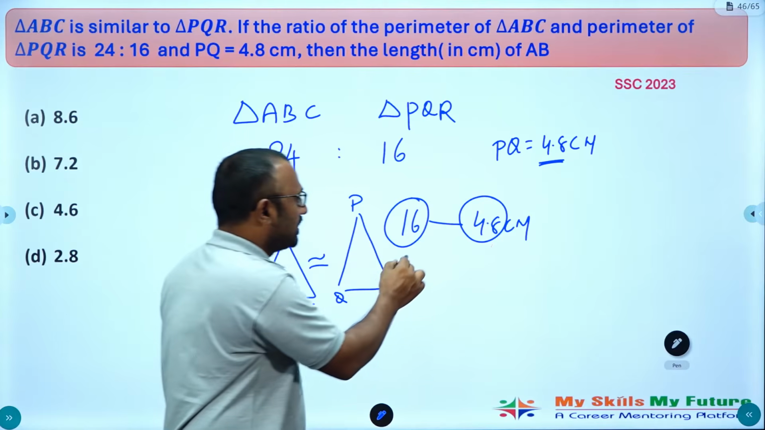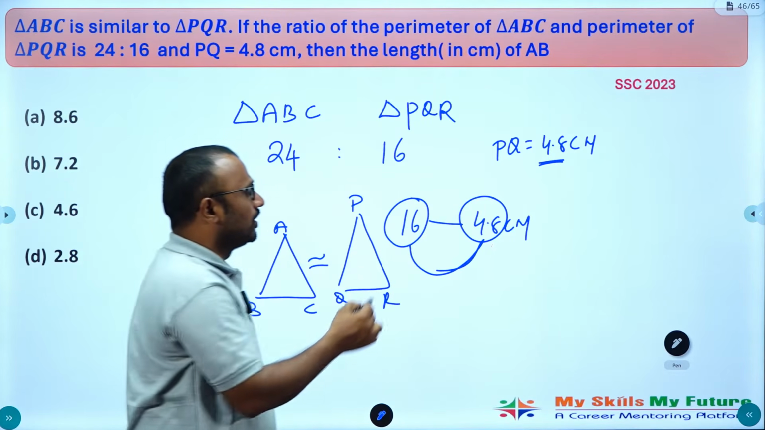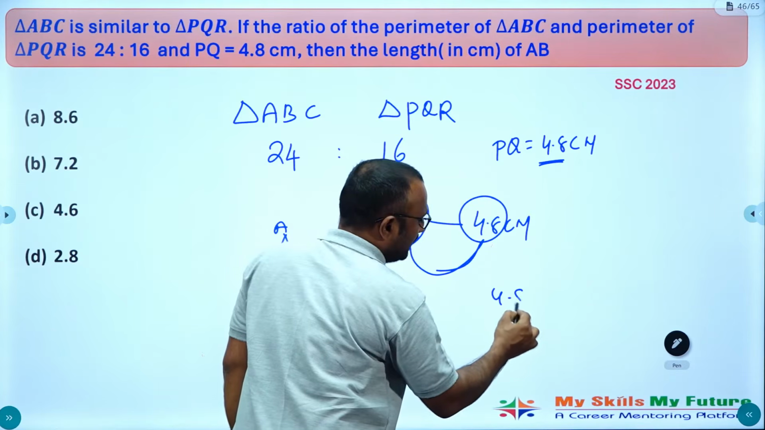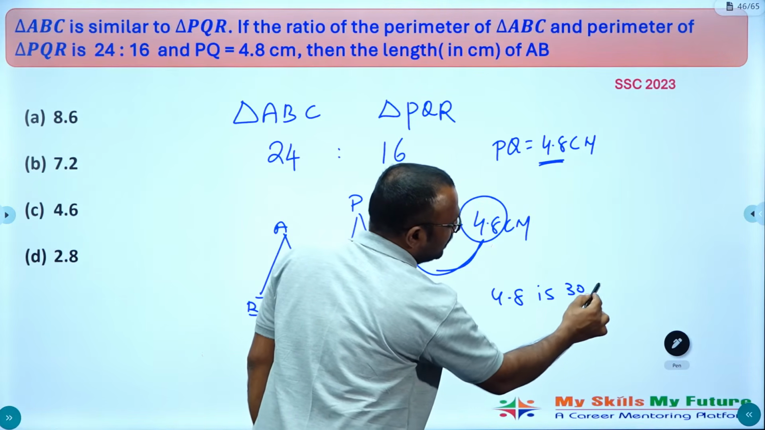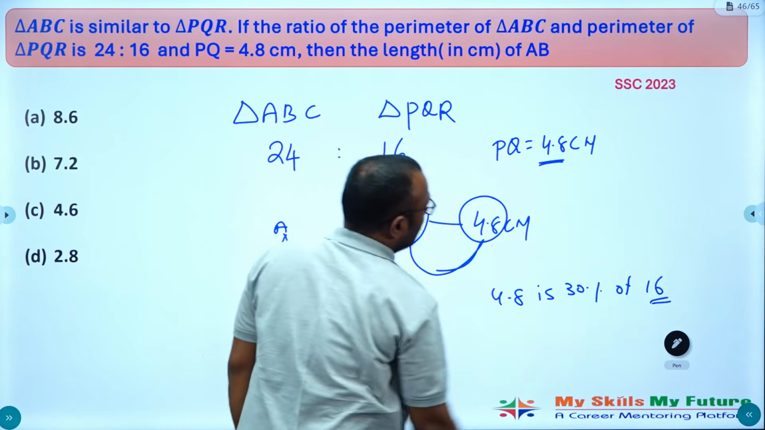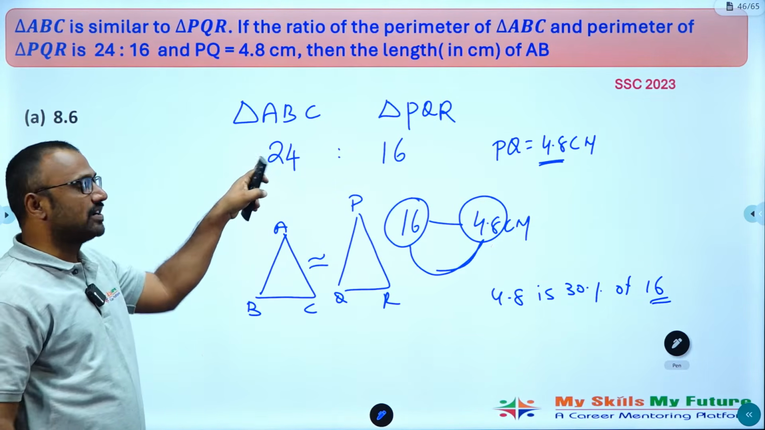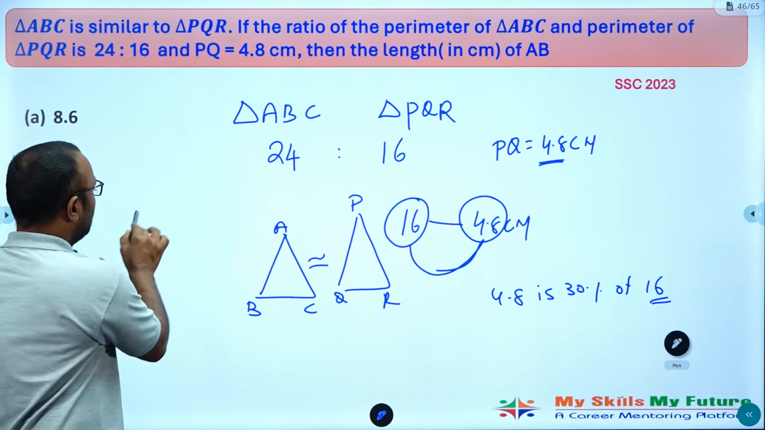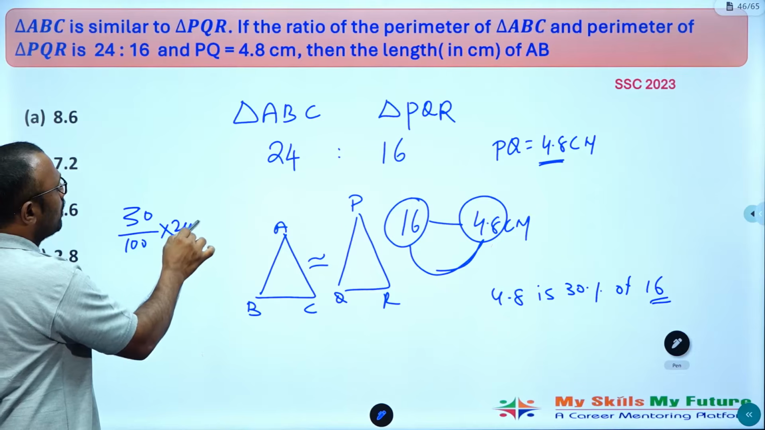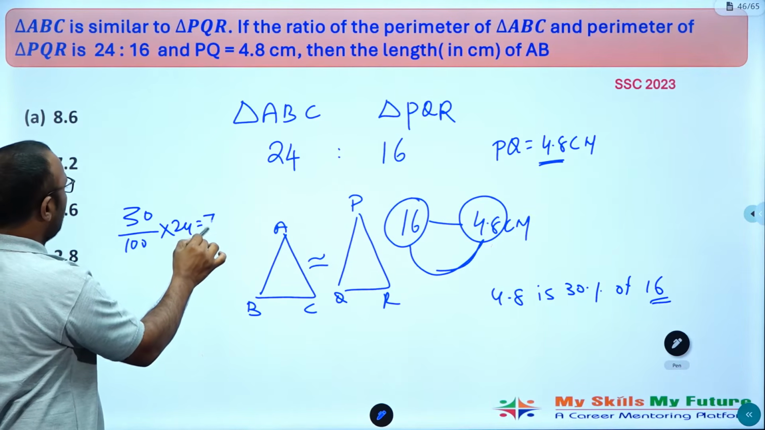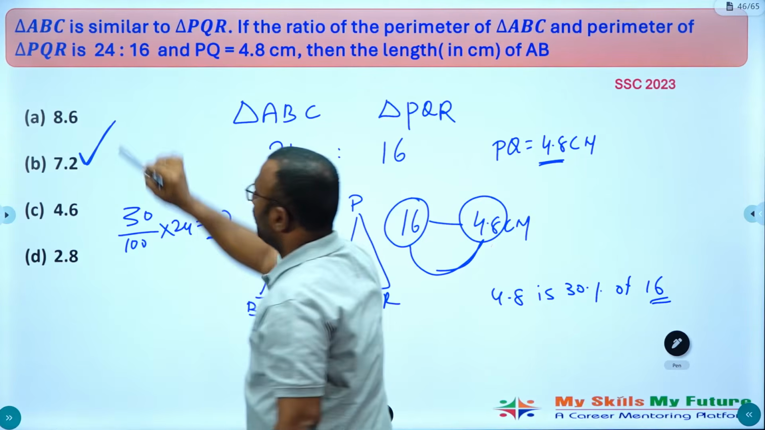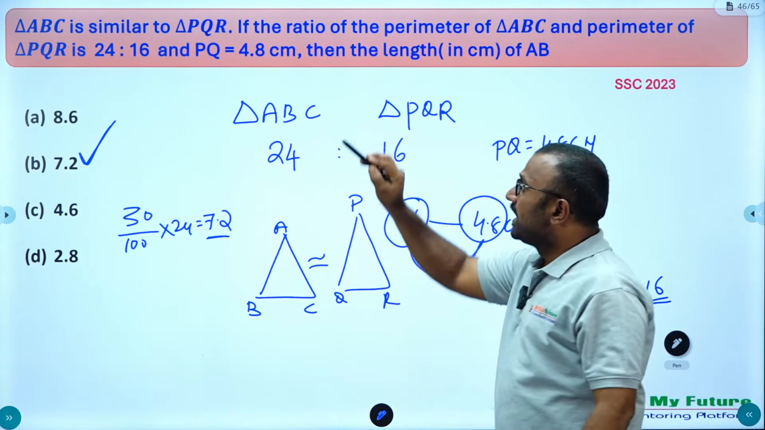Now see what percentage of 16 is 4.8. So 4.8 is 30% of 16. Then find the 30% of 24. 30% of 24, we get 7.2. Option B is correct.